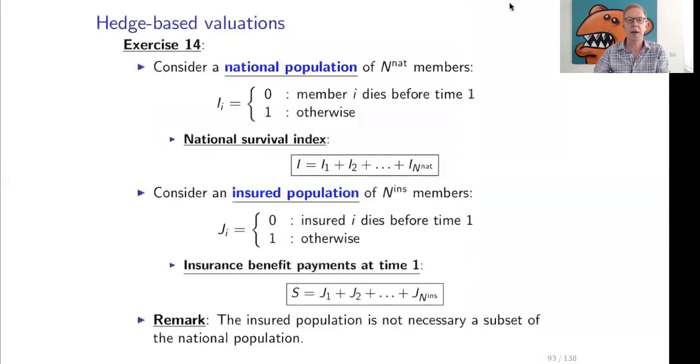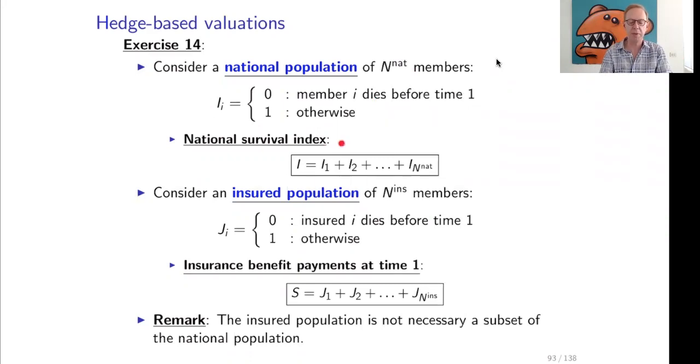Let us now have a look at exercise 14, the next exercise. In this exercise 14, we consider a national population with a number of members, and we denote this number by N national. For each member of the national population, let's say the Belgian population, we attach a Bernoulli variable, which can take the values 0 or 1, depending on whether the member dies before time 1 or survives.